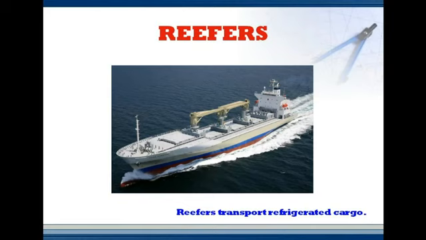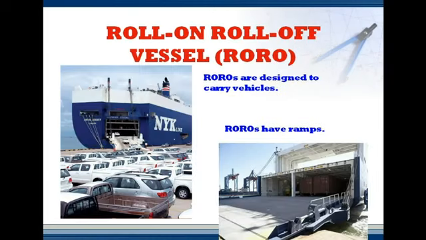Reefers. Reefers transport cargo that needs to be refrigerated, such as fruits, vegetables, and dairy products. Roll-on roll-off vessels, or ro-ros. Ro-ros are vessels designed to carry vehicles. As we can see in the pictures, ro-ros have ramps.